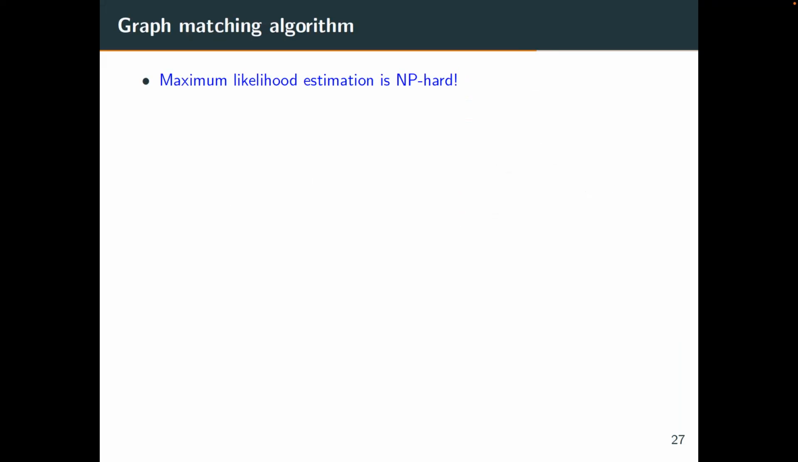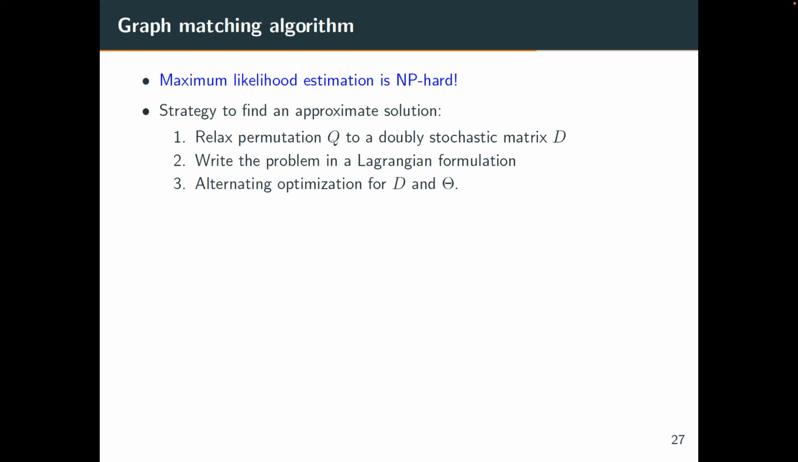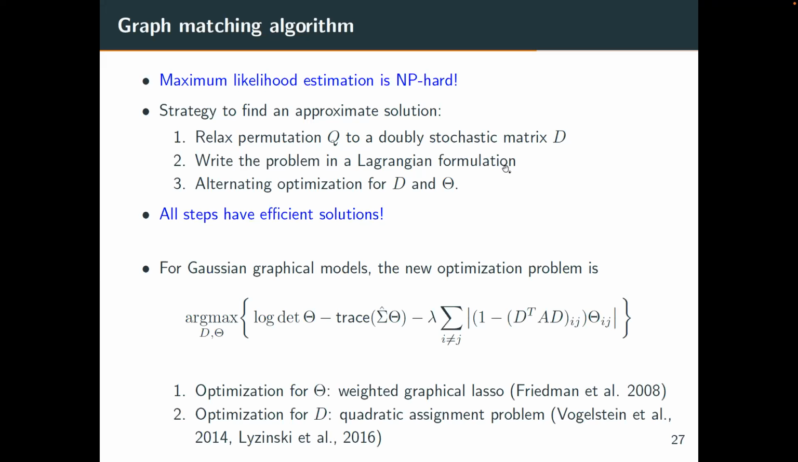Okay, let me quickly mention how to do this computationally. Finding the MLE is simply hard, so what we're going to do is relax the problem. First, we relax the permutations to doubly stochastic matrices. So instead of having a discrete permutation here, we're going to have a continuous space. We write the problem in a Lagrangian formulation, and then we do alternating optimization.